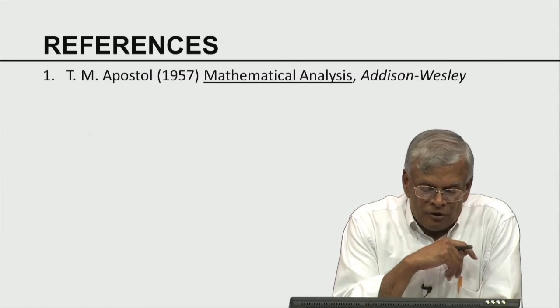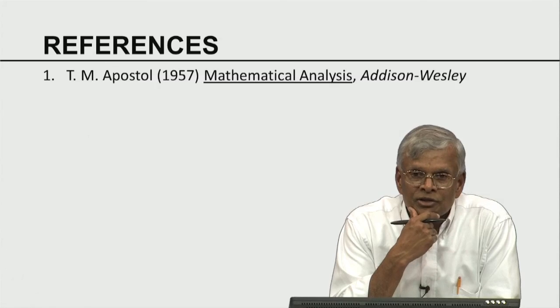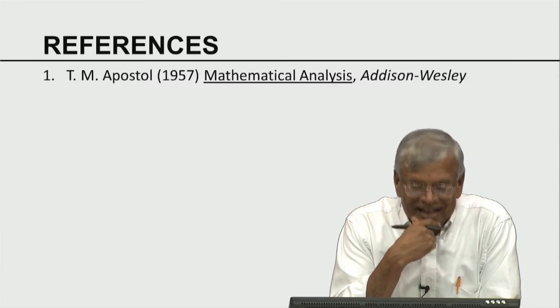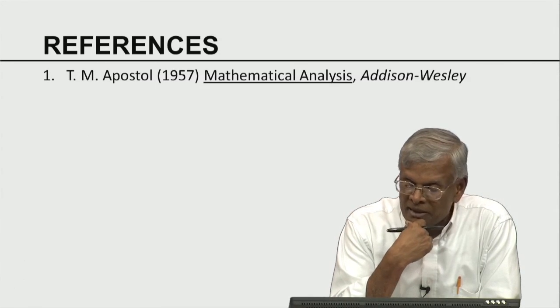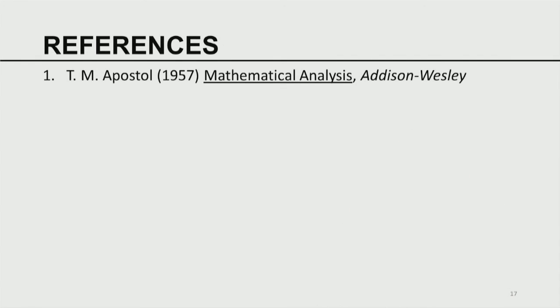What is the standard reference for multivariate calculus? My favorite is a slightly older book, but it's still a classic in my mind, Apostol's Mathematical Analysis. I have a copy of it. Whenever I get into difficulty, which I do very often, I fall back on Apostol. Apostol is a beautifully written book on multivariate calculus.